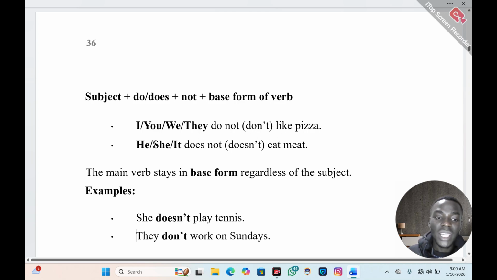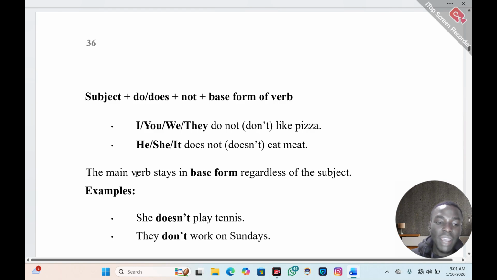Then on he, she, and it, we use doesn't or does not. He does not eat meat, or he doesn't eat meat. She doesn't eat meat. It doesn't eat meat. So you can choose either to use do not or don't, does not or doesn't. But we prefer to use doesn't or don't, because that's where we sound much more confident and natural.